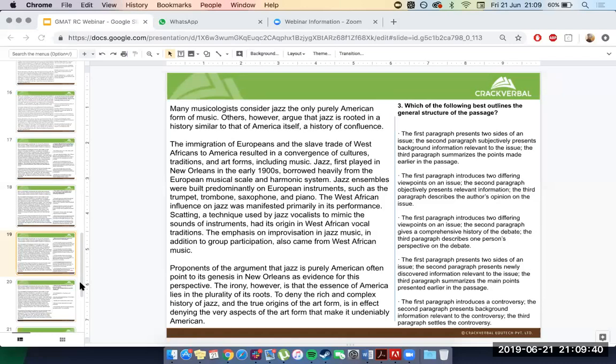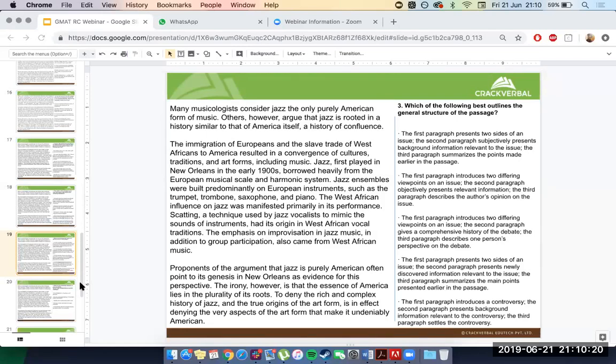Let's take a look at D now. First paragraph presents two sides of an issue, absolutely fine. The second paragraph presents newly discovered information relevant to the issue. So none of this information is newly discovered, right? It could be that it's newly discovered, but you'd have to know for sure that it's newly discovered in order to pick such an answer option. You cannot make an assumption to say that, yeah, it could be this. If an answer can be true, remember that it also can be false. You need to pick an answer that must be true on the basis of the information given. So therefore, D does not really work here.